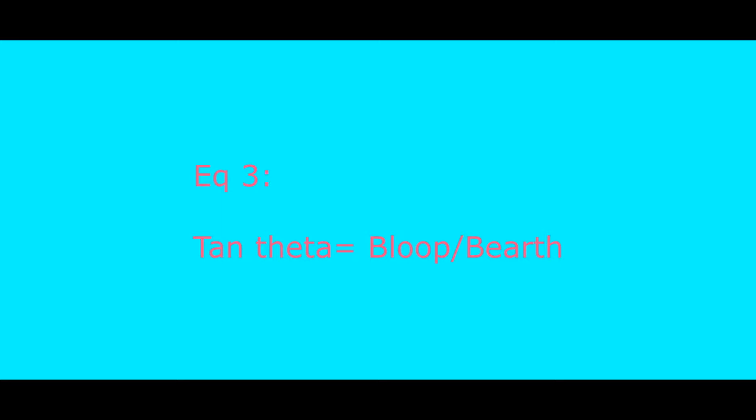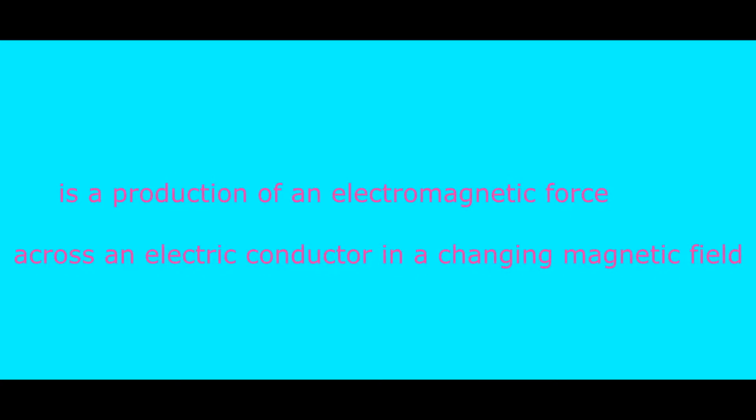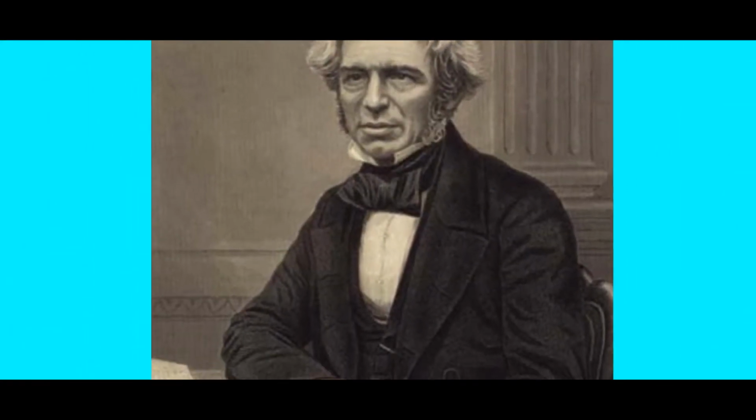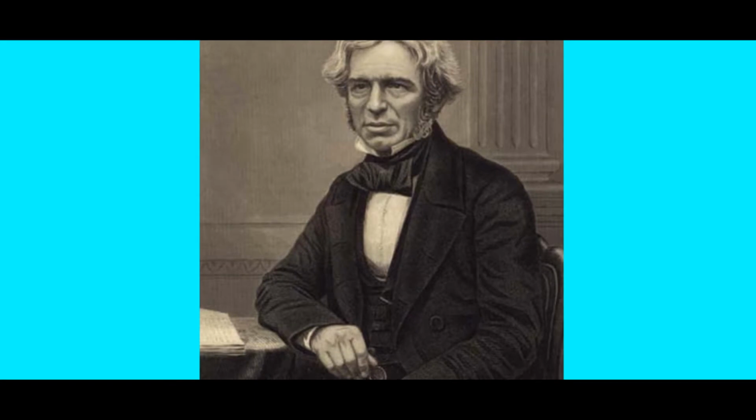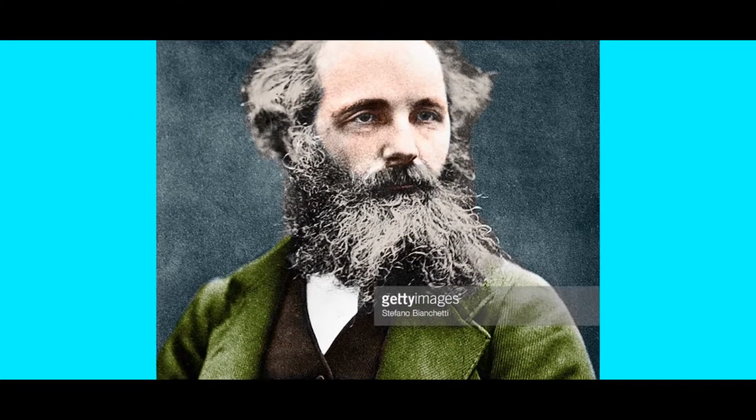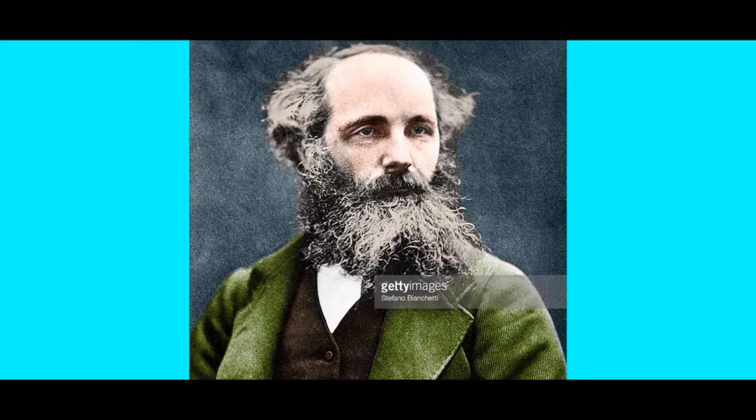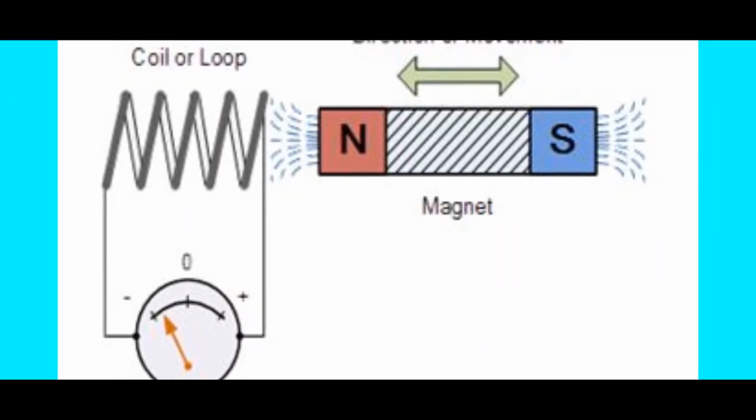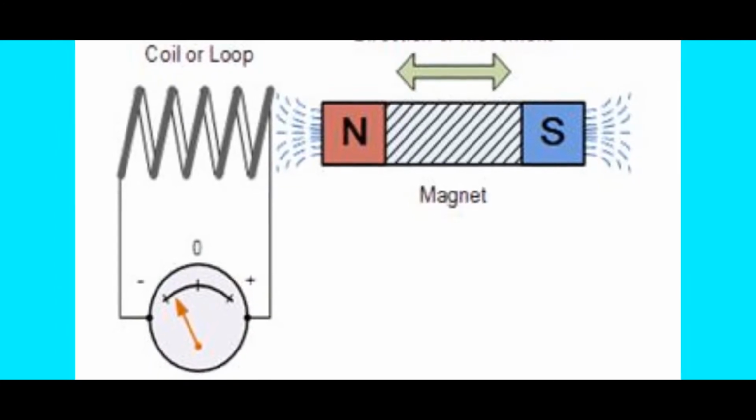The second experiment is entitled electromagnetic induction. Electromagnetic or magnetic induction is the production of an electromotive force across an electric conductor in a changing magnetic field. Michael Faraday is generally credited with the discovery of induction in 1831, and James Clerk Maxwell mathematically described it as Faraday's law of induction.